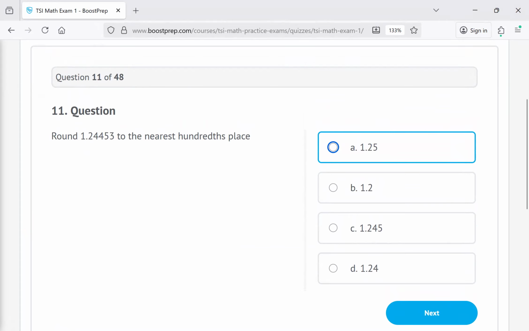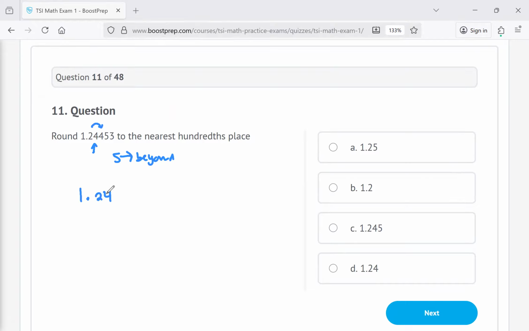So round 1.24453 to the nearest hundredths. First, locate the hundredths place. So 4 is technically the hundredths place. Then look at the neighbor, which is 4. If the neighbor is 5 or beyond, you do have to round. If it's not, you don't have to round. So we don't have to round because 4 is not 5, so it's 1.24. Letter D.